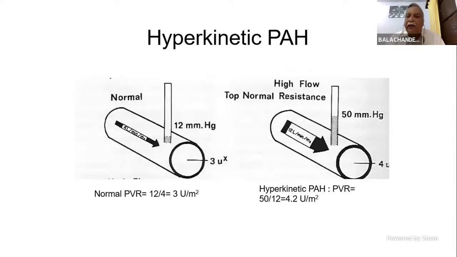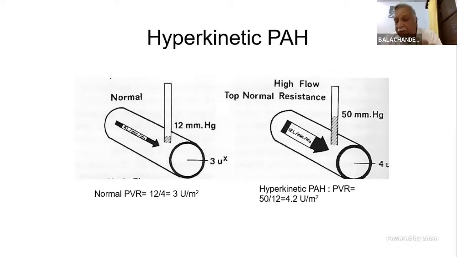When you talk of hyperkinetic pulmonary arterial hypertension, this is the picture which you should have in mind. The normal pulmonary vascular resistance is again shown on the left, 12 by 4, which is 3 units. And there is a high flow state which occurs, especially with large pulmonary arteries with admixture lesions like DORV or TGA, where you have, let us say, a pulmonary artery pressure of 50. The flow is about 12 liters. So if you divide 50 by 12, you have 4.2 units per meter.